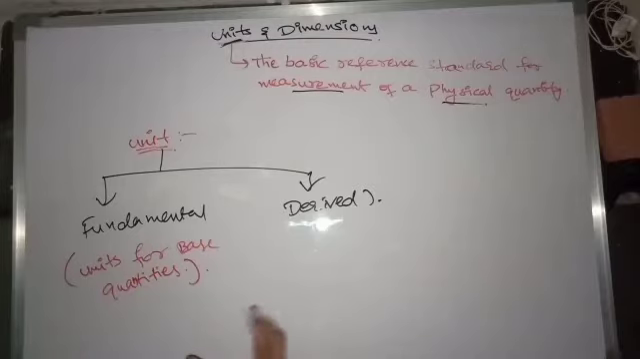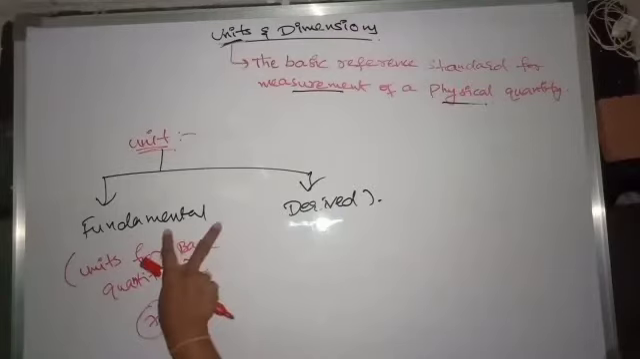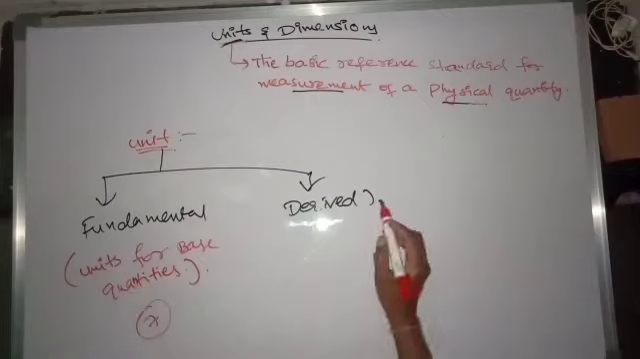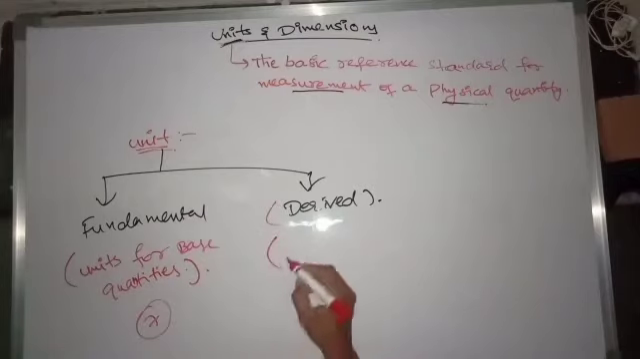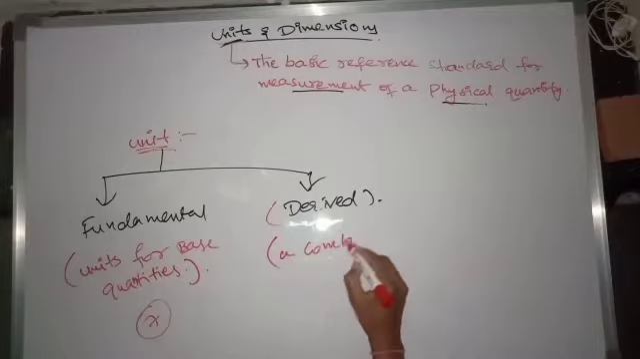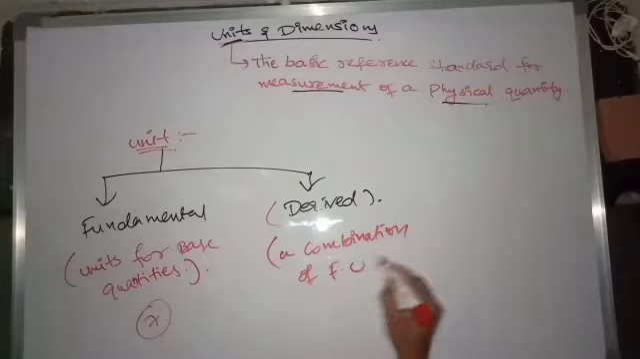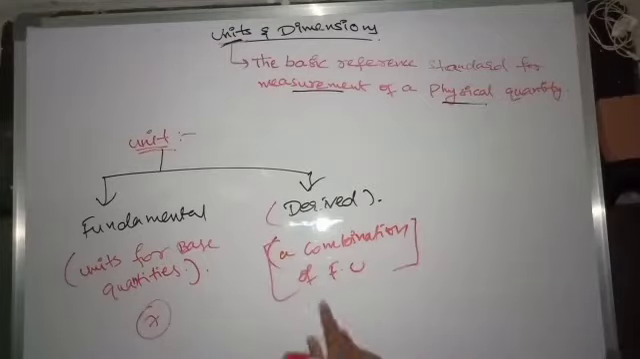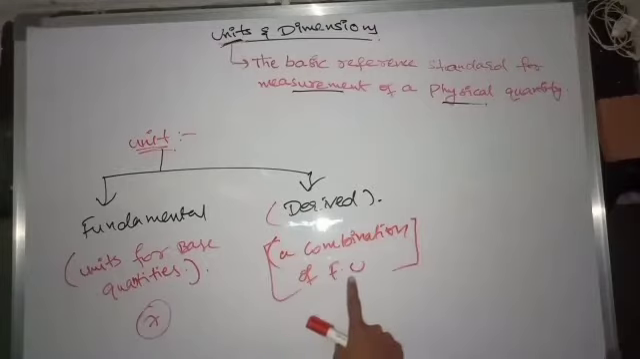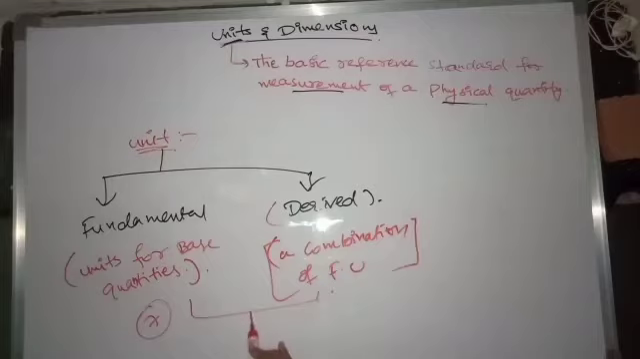Generally we have 7 fundamental physical quantities. The units which are used for measuring these 7 fundamental physical quantities are known as fundamental units. And coming to derived units. What are derived units? Derived units are nothing but a combination of fundamental units. Now I will explain a little more about these fundamental and derived units.